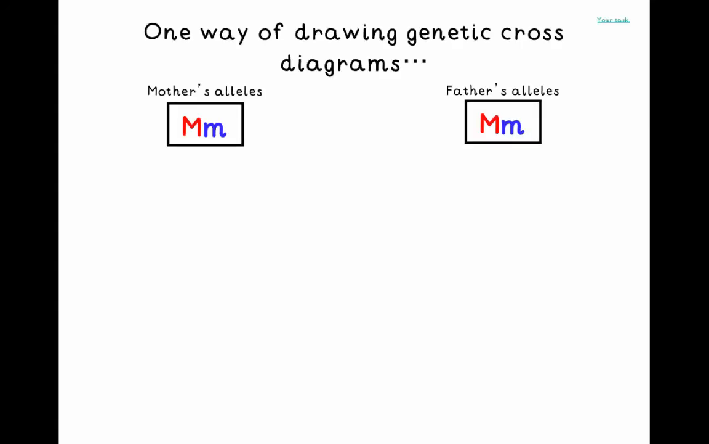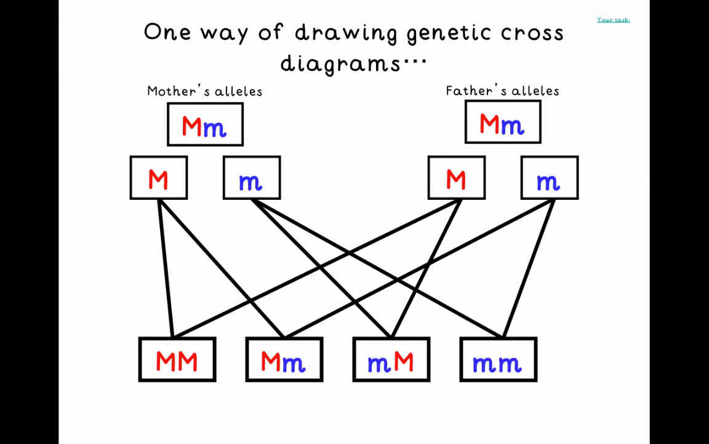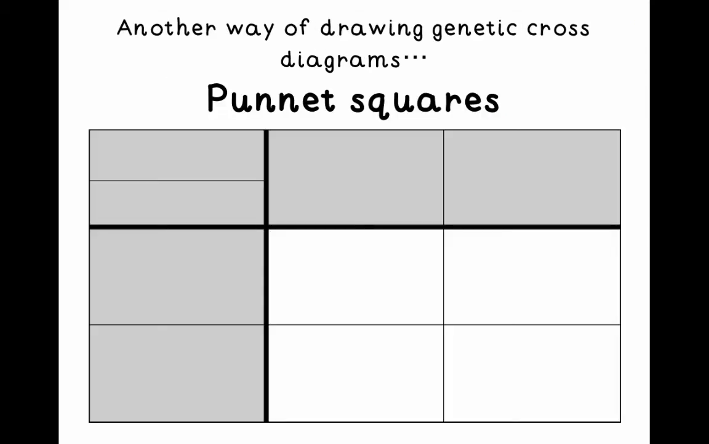Now here's one way to draw a genetic cross diagram. This way in which we see all the possibilities. Another way, which is super easy, is one that I'll show you that is called a Punnett square. So please get ready in your notebook to learn how to draw super easy Punnett squares. Punnett squares are super easy.